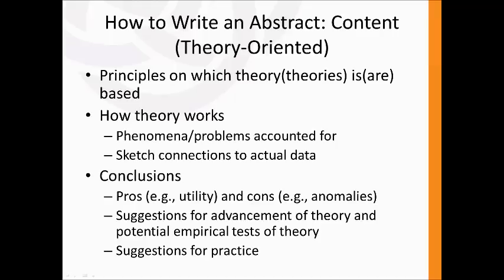Okay, so in addition to those pros and cons, you also want to have suggestions for advancement of theory and potential empirical tests of the theory. So what this means is just future directions, like how could you use this theory to design a study that would really evaluate whether it's solid or not. And anomalies are a great way to do that, because if you set up a good study, then you can basically test whether or not your theory can account for certain phenomena that are out there.